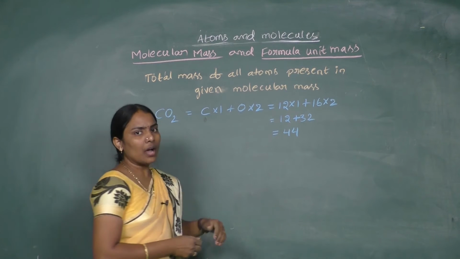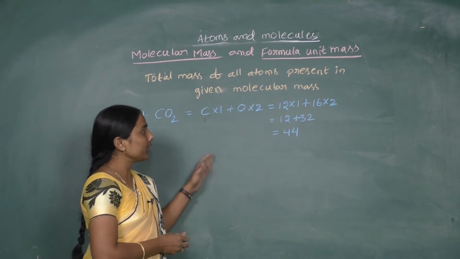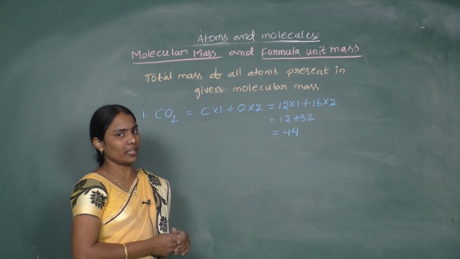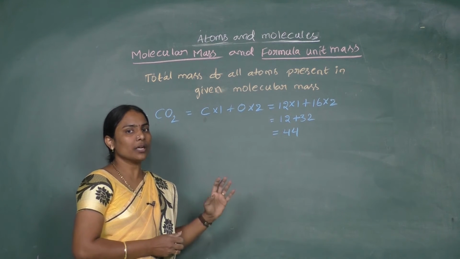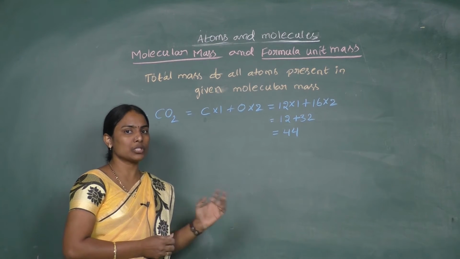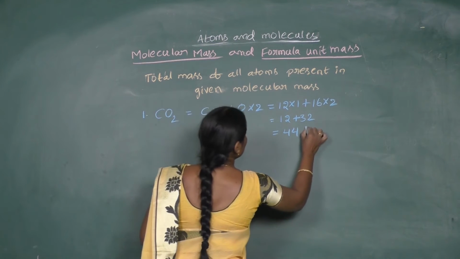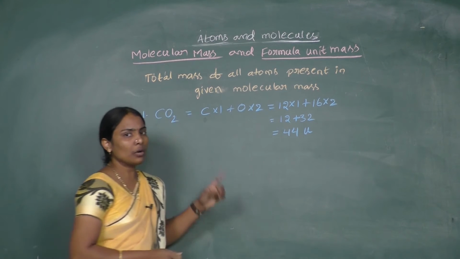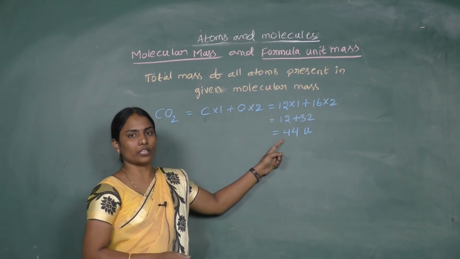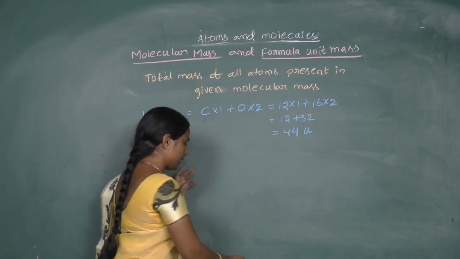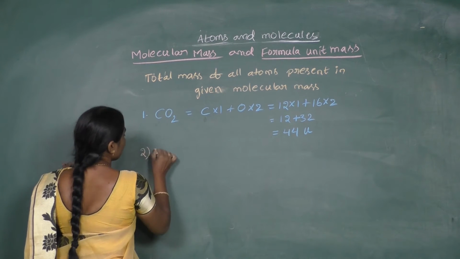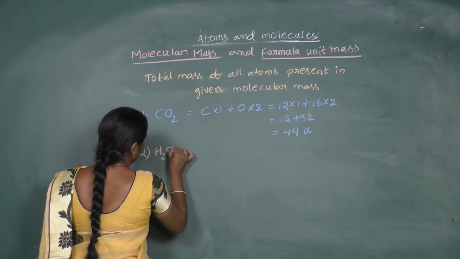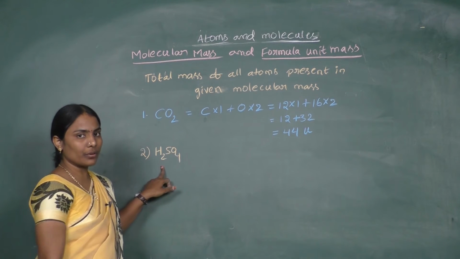And how are atomic masses indicated? In the same way, we indicate molecular masses also with AMU. The smaller symbol used for AMU is u, which means unified mass. So the mass of one molecule of carbon dioxide is 44 u. Then if we want to calculate the mass of H2SO4, which is sulfuric acid.